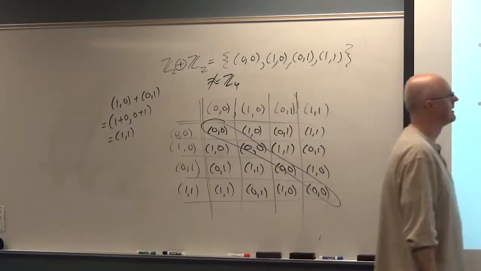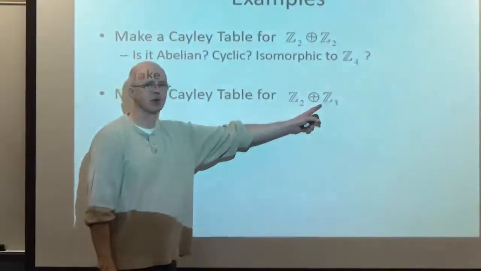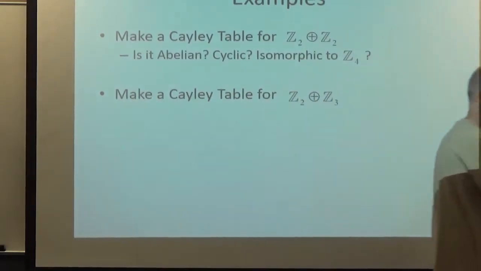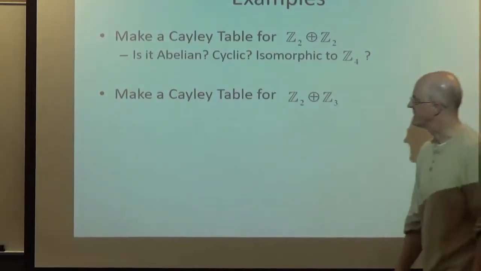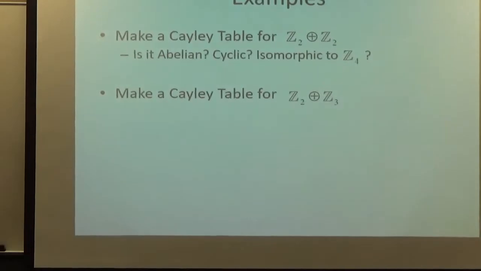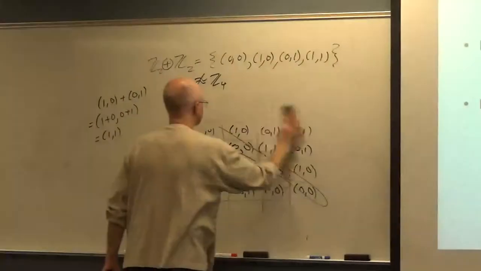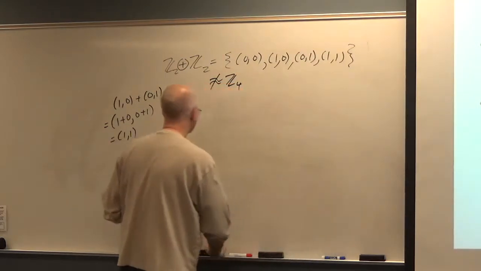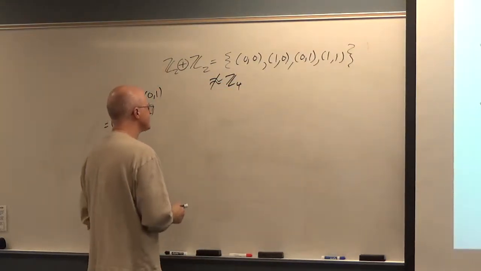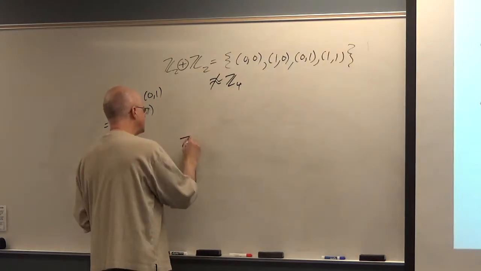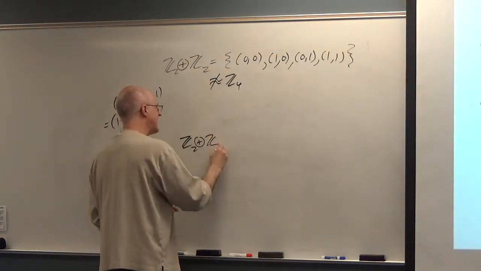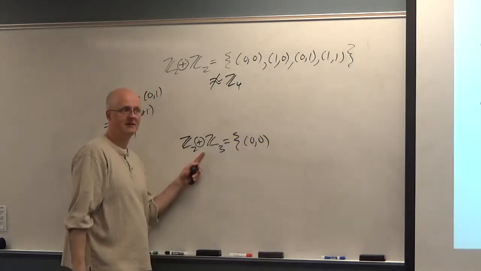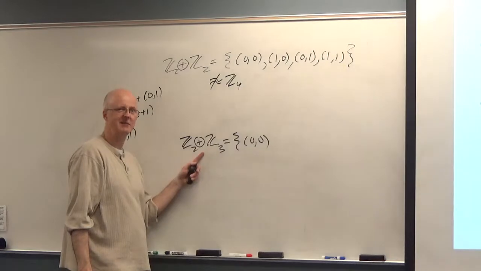How about Z2 external direct product with Z3? I don't want to take the time to make the whole Cayley table, even though it's not super time intensive. You have to be a little bit more careful with this example. Well, I can write down what it is as a set. Let's take the time to do that. As a set, this has 6 elements, 2 times 3, right?